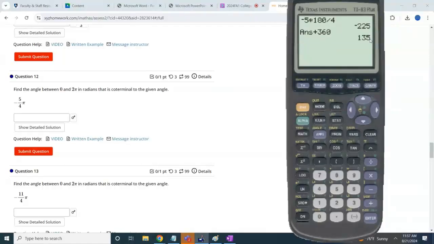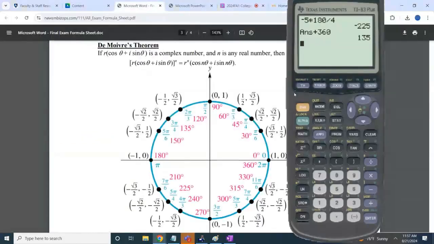And I get 135 degrees, right? So if I wanted to convert 135 degrees to radians, I can look at my unit circle and I get, what? 3 pi over 4. Now, what you're alluding to, there are some radian measures that are not in the unit circle. You got to figure them out. So we're going to talk about that.